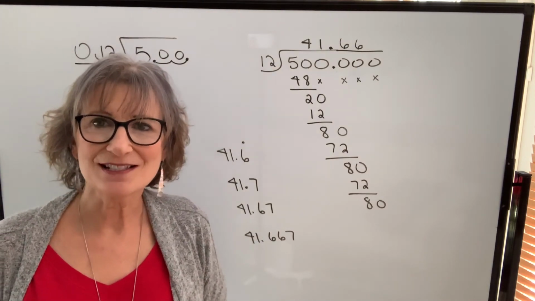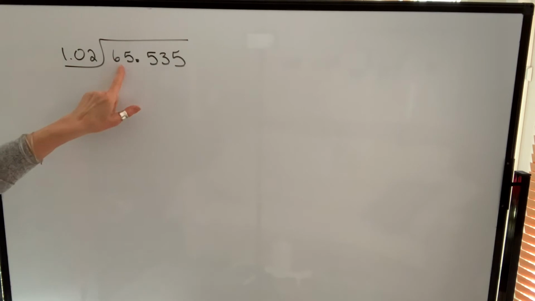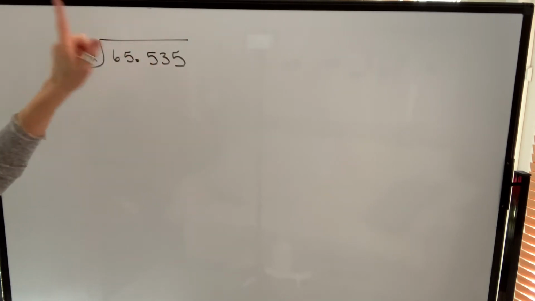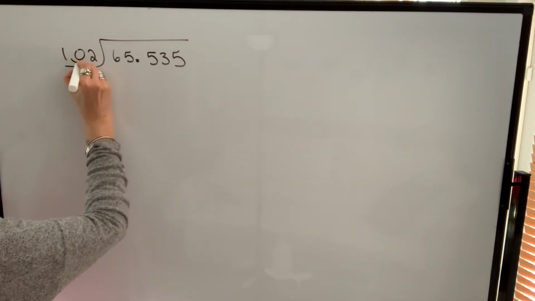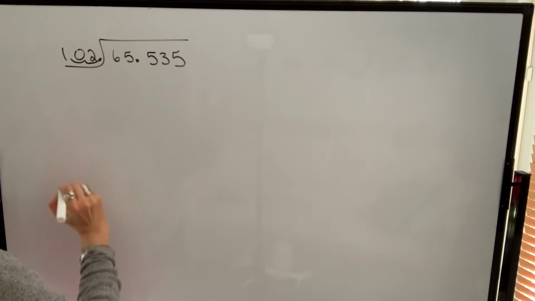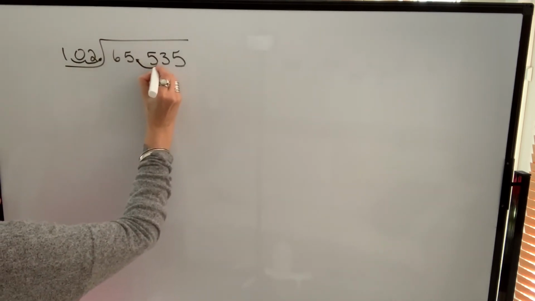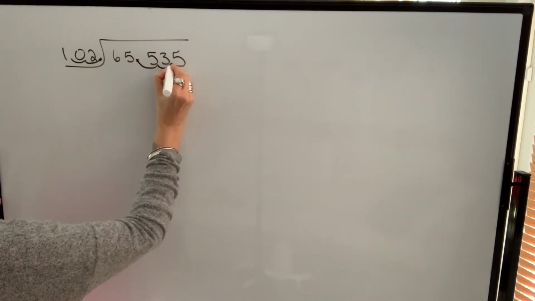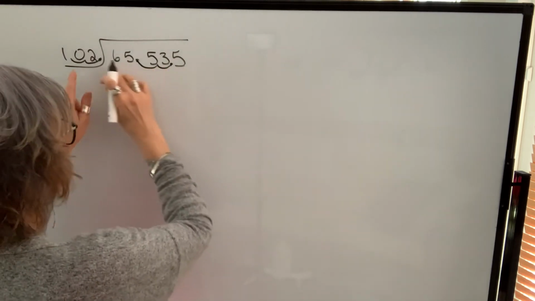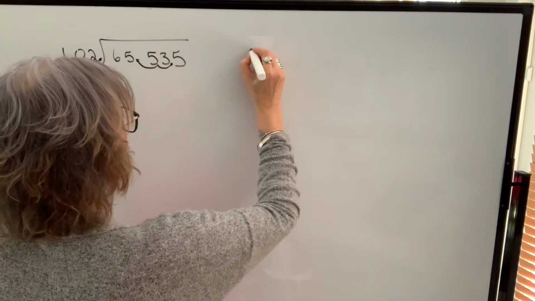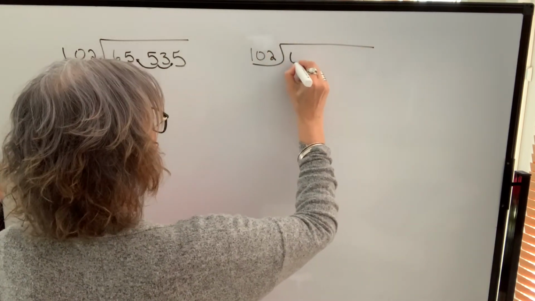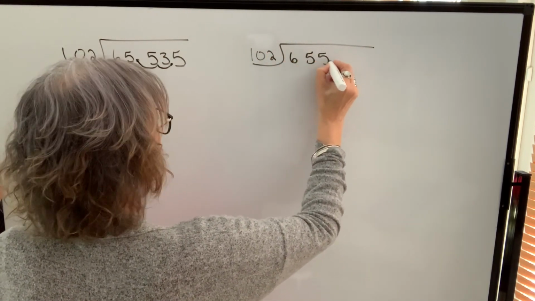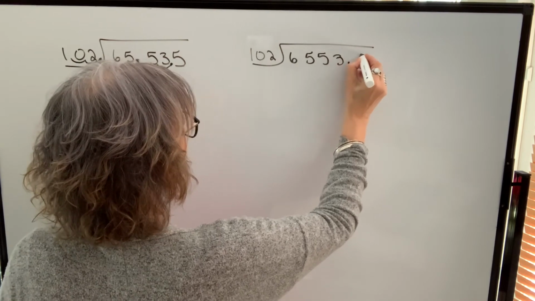Let's try one last example. We're dividing 65.535 by 1.02. We can't have a decimal point in our divisor, so we're going to move it over 2 places. We do the same thing with our decimal point in our dividend. If I get rid of all the marks there, it's like I'm dividing 102 into 6,553.5.